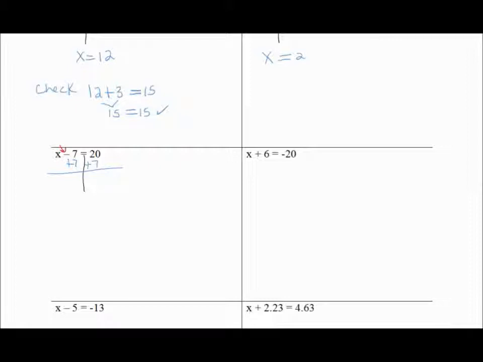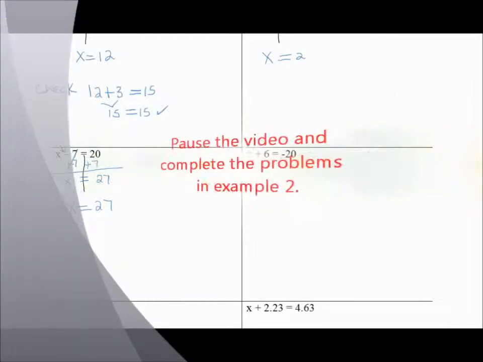So now I'll bring down what I have left. Bring down my x. Negative 7 plus 7 is 0. That cancels out. Bring down my equal sign. And 20 plus 7 is 27. So that means that x is equal to 27.